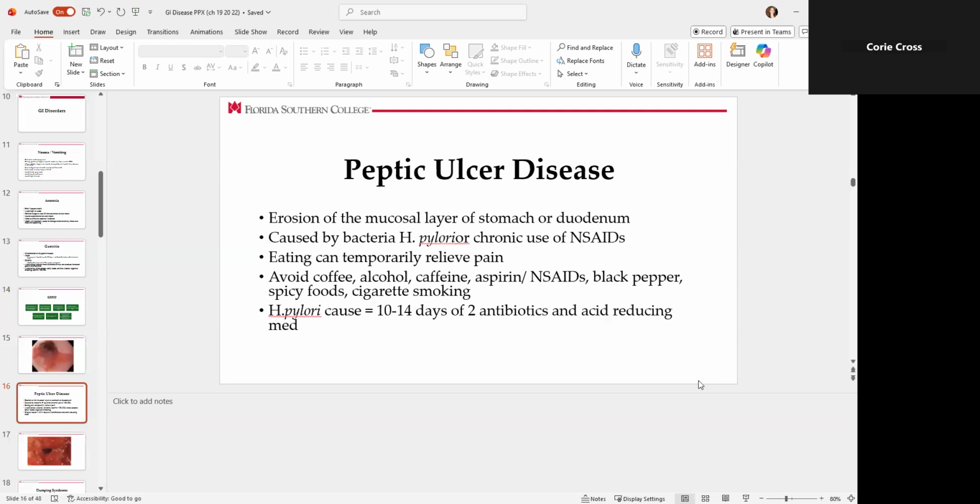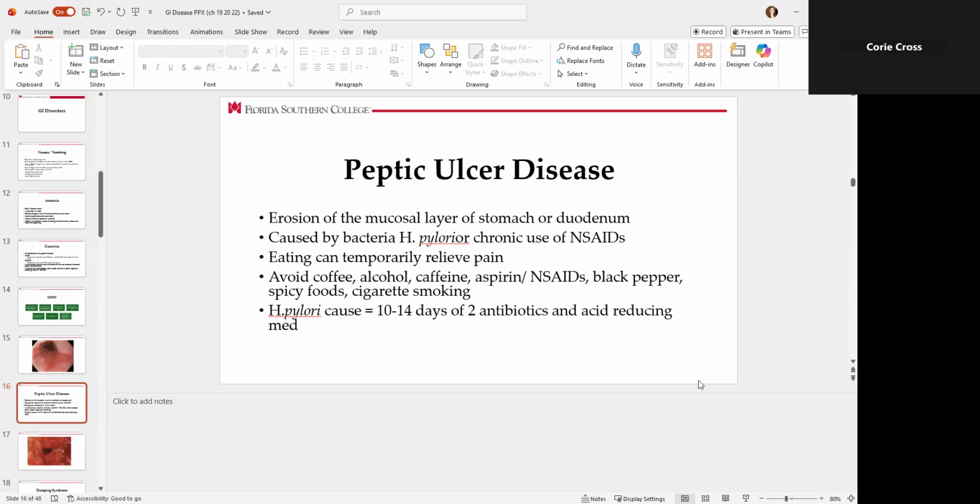Peptic ulcer disease. Peptic ulcers are found either in the stomach, which accounts for about 15% of ulcers, or in the duodenum, which accounts for about 85% of ulcers. H. pylori, which is Helicobacter pylori, is an infection found in about 70% of gastric ulcers and 92% of duodenal ulcers. H. pylori secretes an enzyme that depletes the gastric mucus, making the mucosal layer more susceptible to erosion. Antibiotics can usually destroy this bacteria and cure the ulcer.